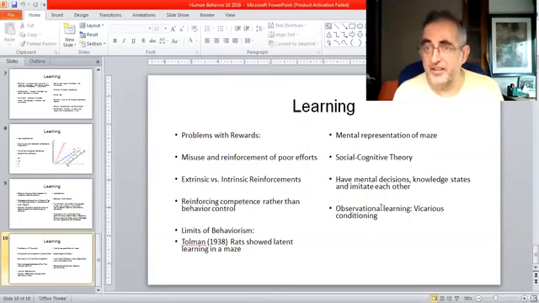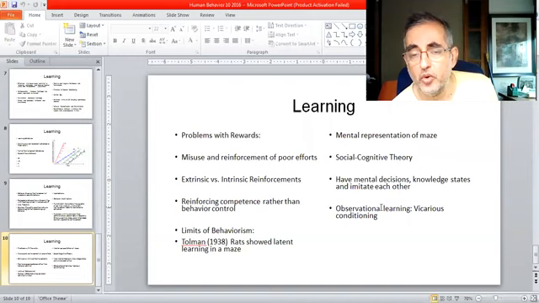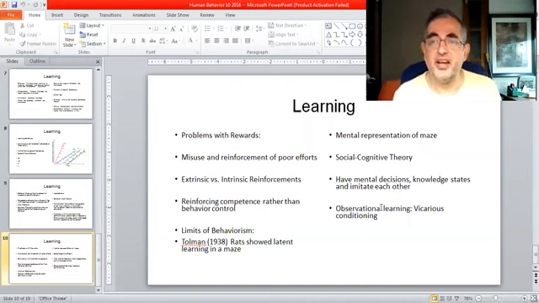Tolman, who called himself a behaviorist because he was interested in describing behavior, nonetheless showed in his studies that you couldn't leave out mental phenomena in attempting to explain behavior. This was a phenomenon he called latent learning. He had three groups of rats, and they learned to run through a maze for 20 days. He trained them in a maze for 20 days.